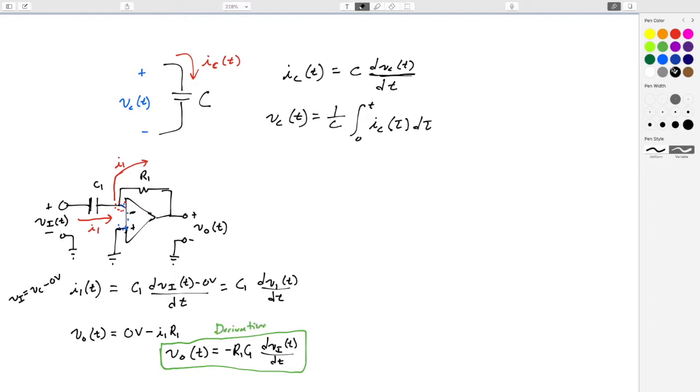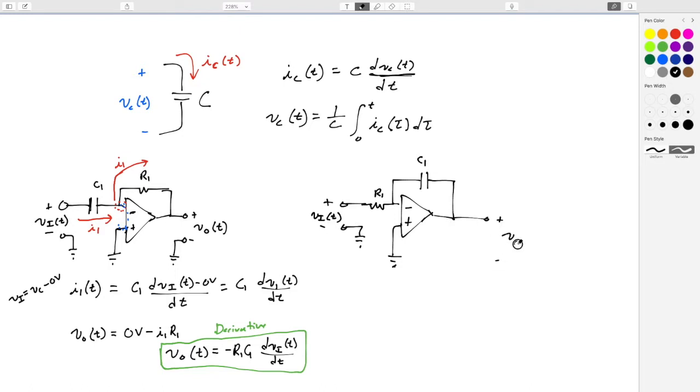Now I want to look at a second circuit right here. Same exact topology, we're just going to flip two components. So we're going to have an input voltage Vi as a function of time. Now that's going to go through a resistor instead, R1, into the inverting input. This goes to ground. This is now a capacitor in the feedback position, not a resistor, C1. And I want to get this voltage out.